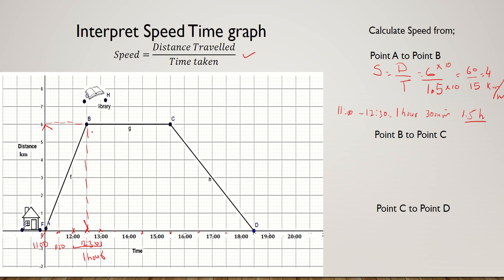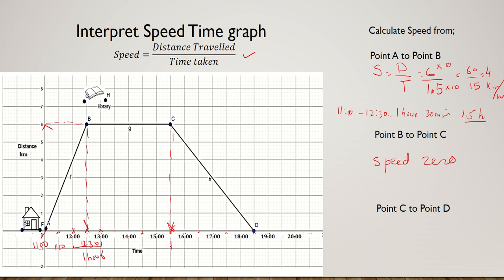From point B to point C, there is no rise, which means the speed is 0. Speed is 0, the car is not moving. And from here till here, C till D, we can see the distance is again 6 kilometer. But this time we are going down, so we are going to have a negative speed.